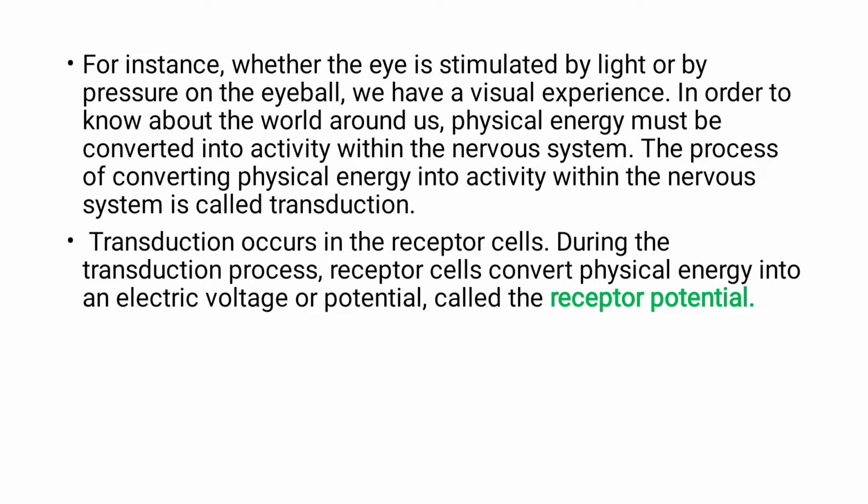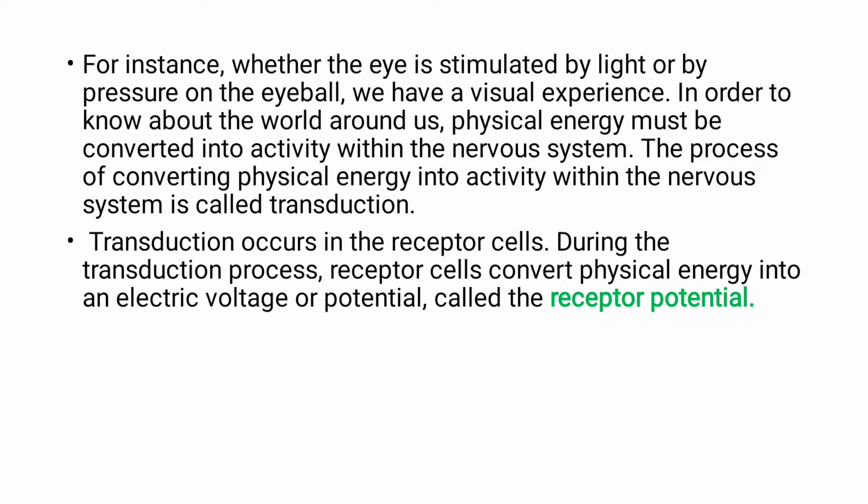Okay, so by means of vision you are seeing the light by means of eyes. Internally this will be processed. This physical energy will be converted into an activity. So that process which is taking place in the nervous system is called as what? Yes, it is called as transduction.